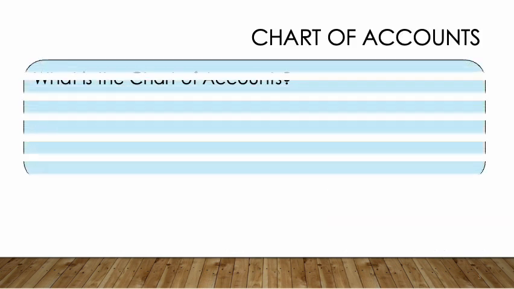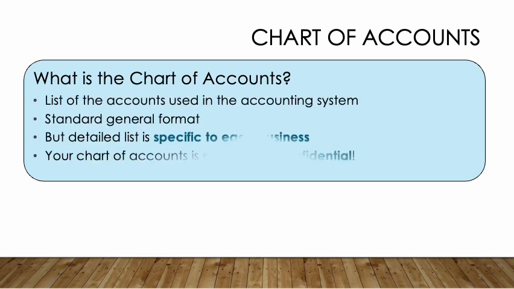So what is the chart of accounts? It's a list of accounts used in the accounting system. And so for any transaction that we will record or make journal entries for, it must come from this list of accounts. There's a standard general format that I will explain in a few minutes, but also there are detailed subcategories that are specific to each and every business, meaning that each and every business has a unique chart of accounts. And this chart of accounts is private and confidential.